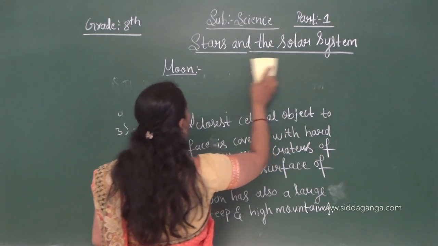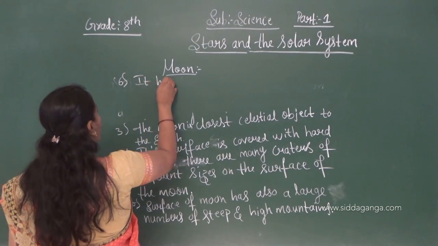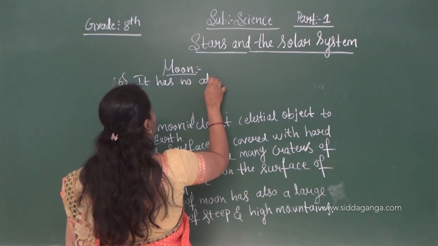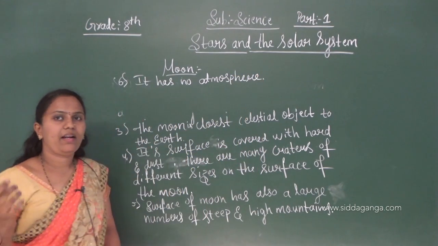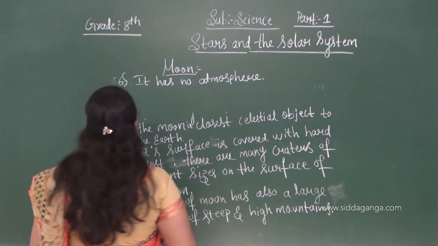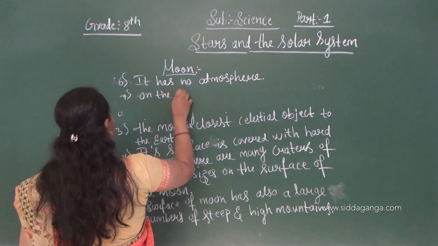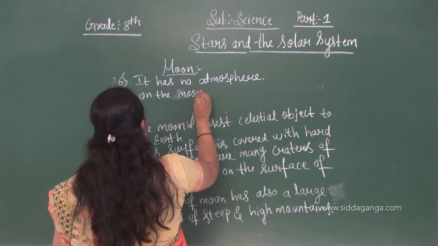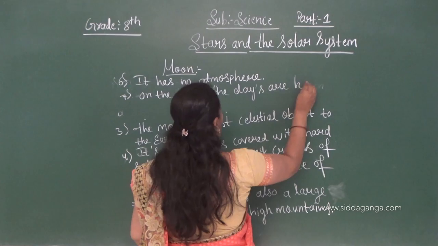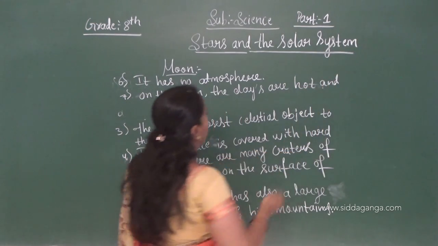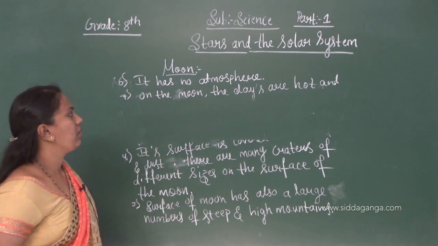Okay, so the next one is, it has no atmosphere. No atmosphere means no air and no water, so all this will come. Okay, so the next point is, on the moon the days are hot and nights are cold.